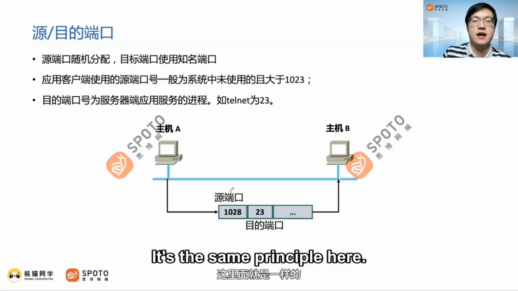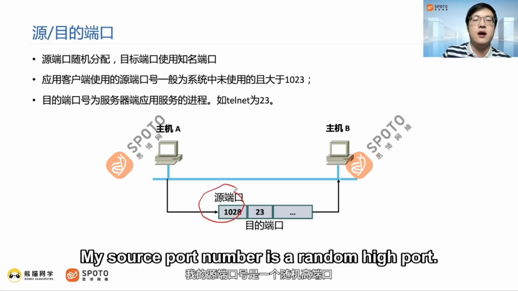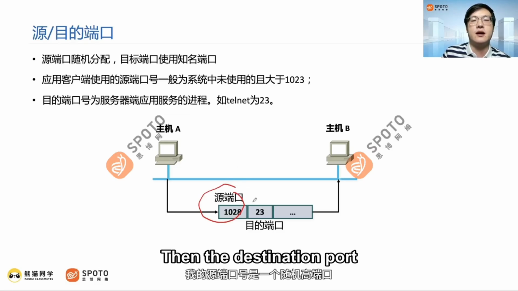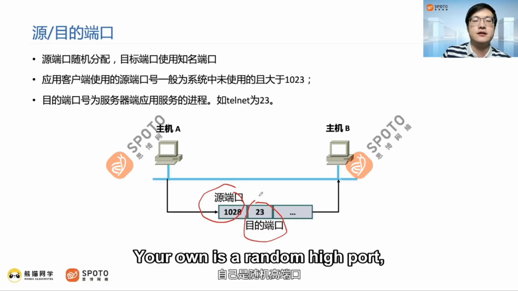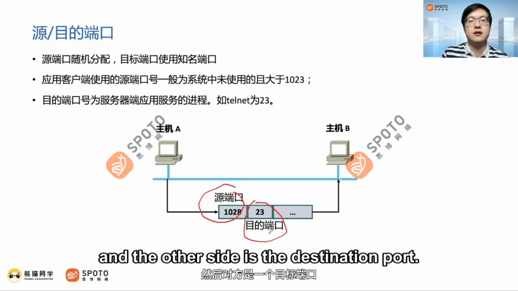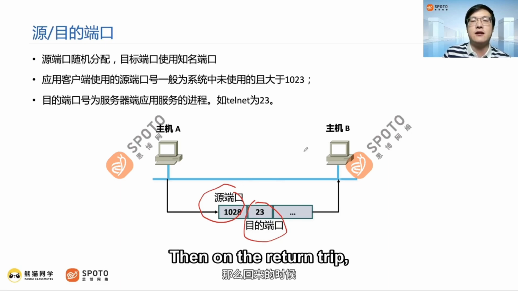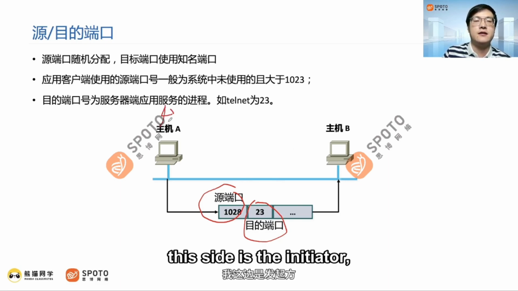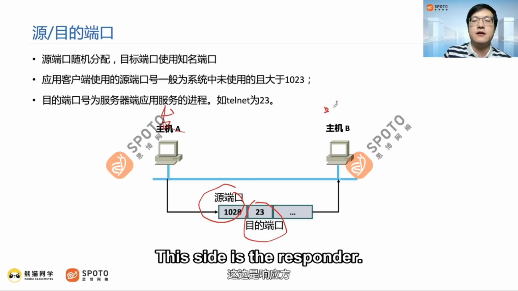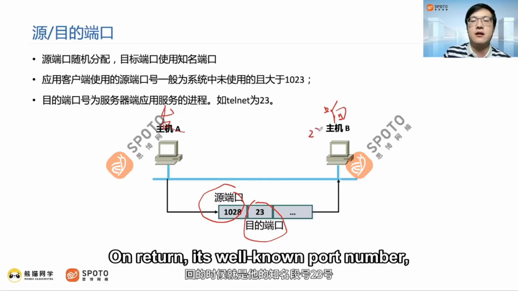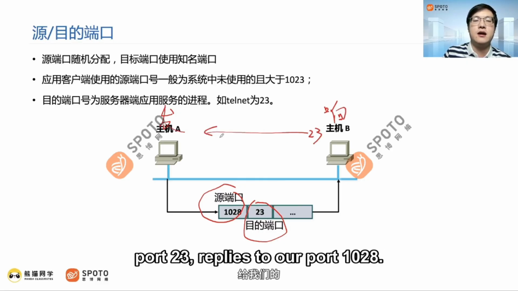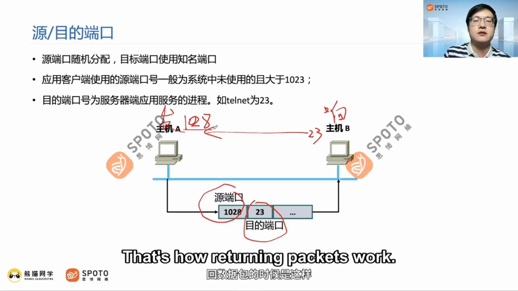It's the same principle. My source port number is a random high port. Then the destination is the well-known port number on the other side. The characteristic is that your own is a random high port, and the other side is the destination port. Then on the return, the other side is the initiator. So how does it return? On return, its well-known port number, port 23, replies to our port 1028. That's how returning packets work.